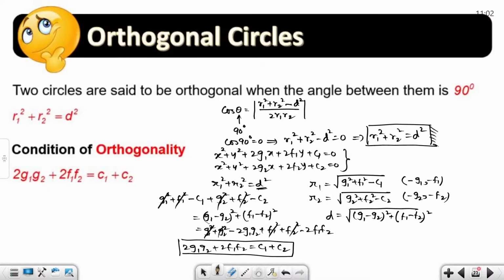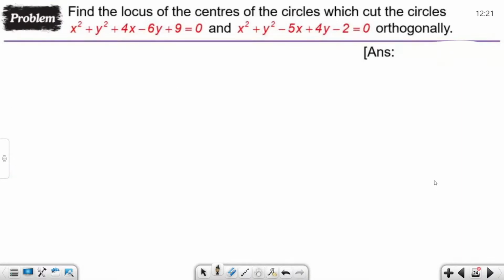Okay? Okay, let's move on to problems based on this orthogonality. In this question, they have said we have to find the locus of the centers of those circles which cut these two given circles orthogonally. The first circle which is given to us is x square plus y square plus 4x minus 6y plus 9 equals 0.